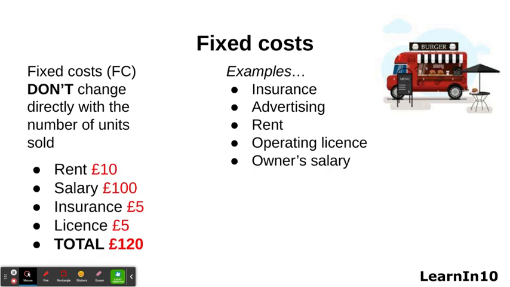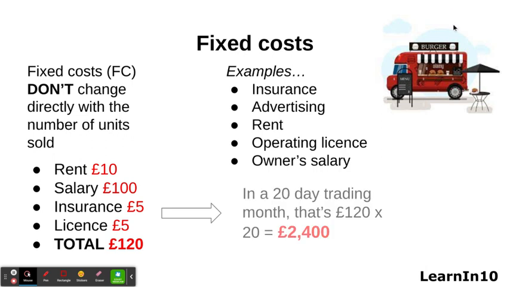So let's look at some examples of fixed costs. In this case, per day, it may cost us an average of £10 to rent the burger van. The manager, Dave, let's say, he's not being greedy. He's taking £100 salary out of the business a day. It might cost £5 to insure the van, and the council could charge £5 on average a day to trade in that local area, giving it a total of £120 in fixed costs per day, which when we multiply that out by a 20-day typical trading month, that could be £2,400 for this particular burger van.